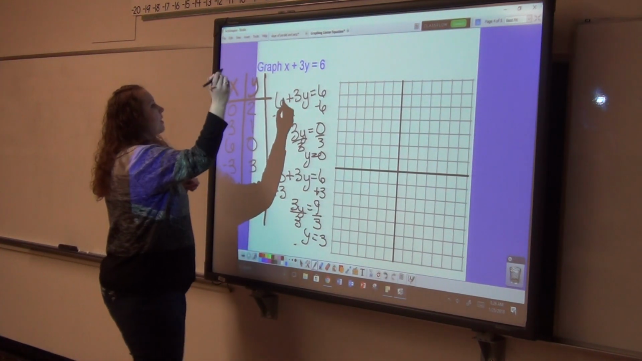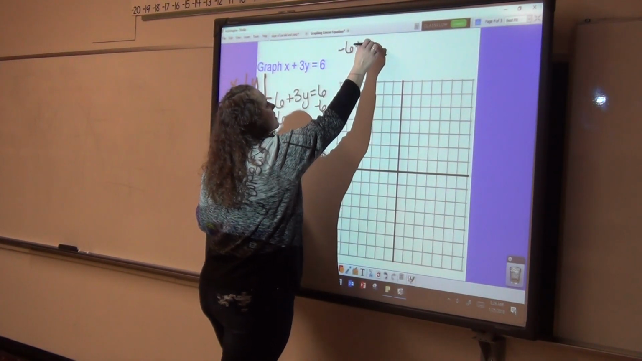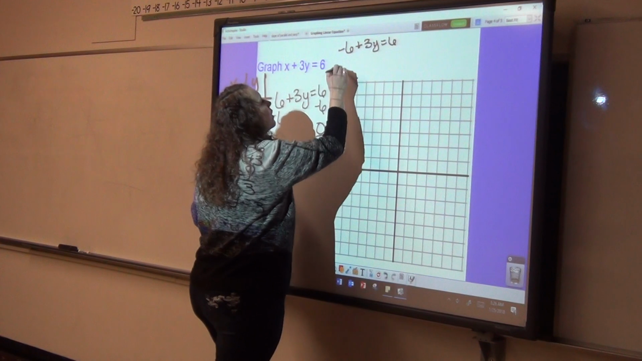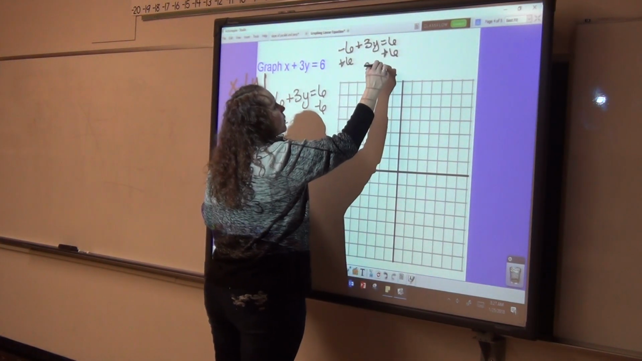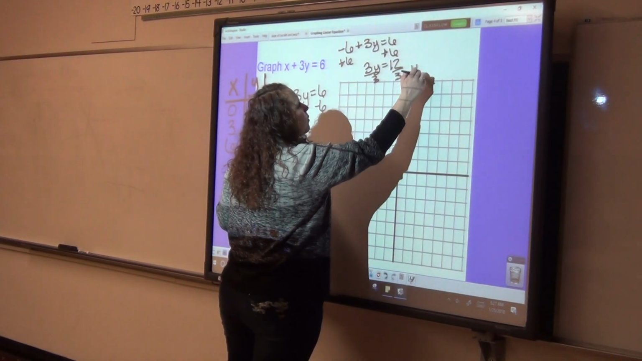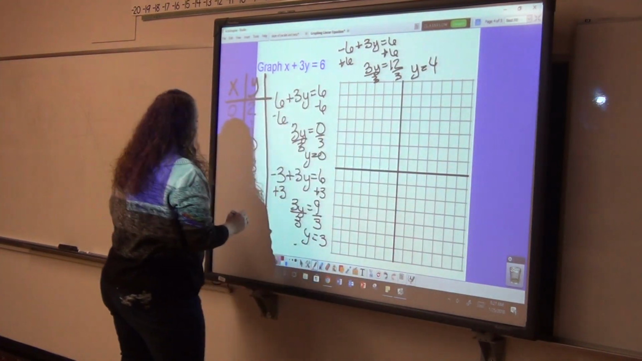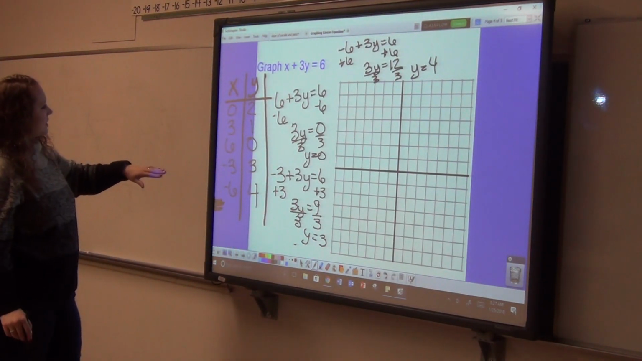Then when we substitute in negative 6 for x, we have negative 6 plus 3y equals 6. We add 6 to both sides, and we get 3y equals 12. Divide by 3, and y equals 4. So when x is negative 6, y is 4.